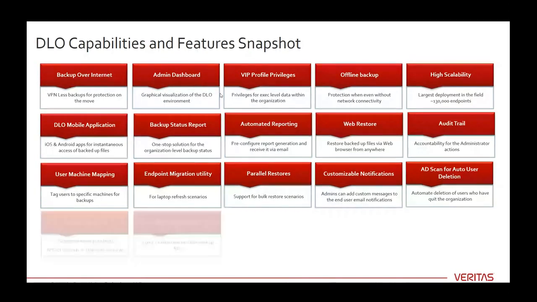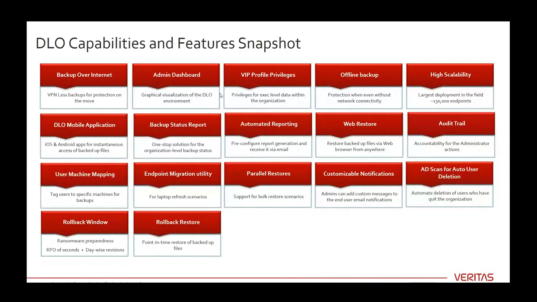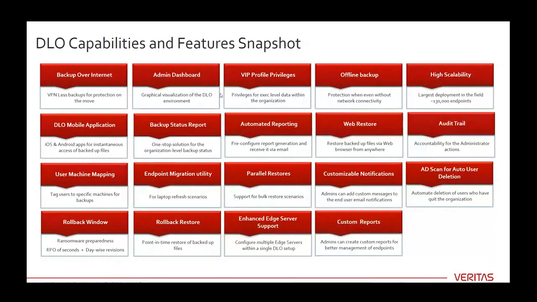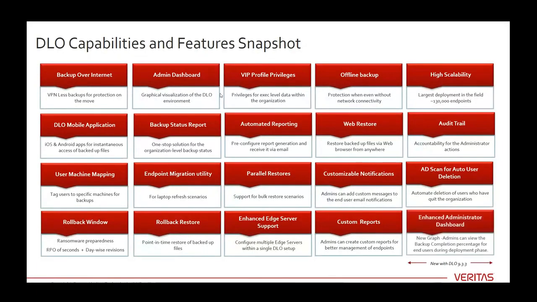So rollback window, ransomware preparedness, RPO of seconds, and rollback restore, point in time restore of backed up files. Enhanced Edge support for backup over internet. Custom reports: admin can create custom reports for better management of endpoints. This is all new in DLO 9.3.3. Enhanced administrator dashboard, new graph: admin can view the backup completion percentage for end users during the deployment phase.